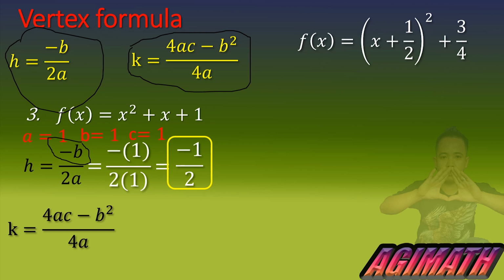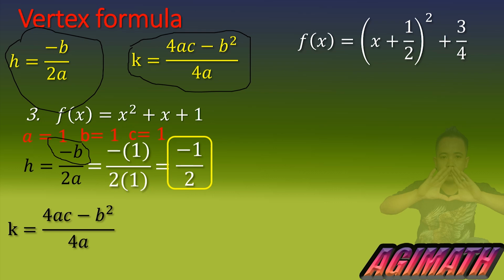The answer is this vertex formula is also derived using completing the square. So do not question why it's like this, because this is the formula. And if you're going to ask where these formulas came from, it is derived by using completing the square. And I think it's also in the modules or in your learner's material.